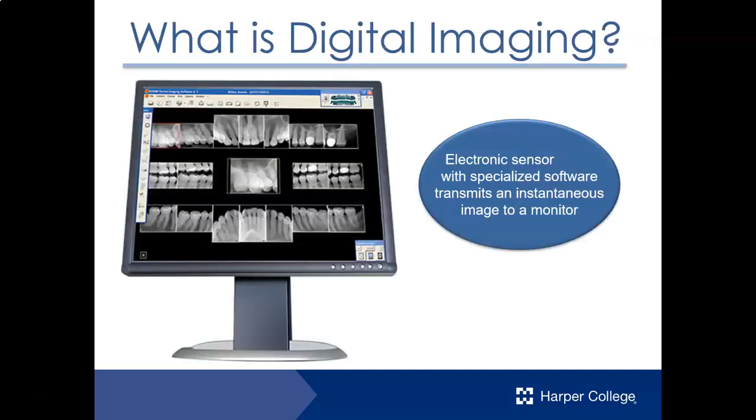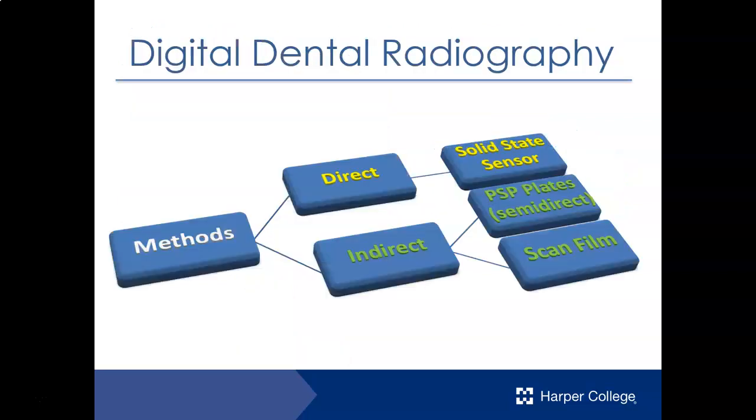What is digital imaging? It is an electronic sensor with specialized software which transmits an instantaneous image to a computer monitor. There are two methods of digital image capture. One is direct capture using solid-state sensors. A second method is indirect capture, which includes the phosphor plates, although some sources categorize phosphor plates as direct capture, and scanning of film images.